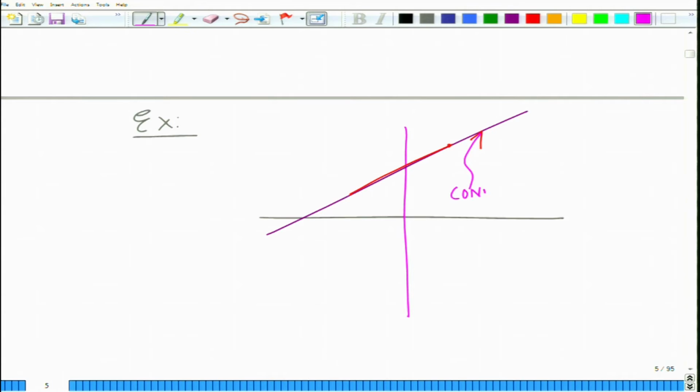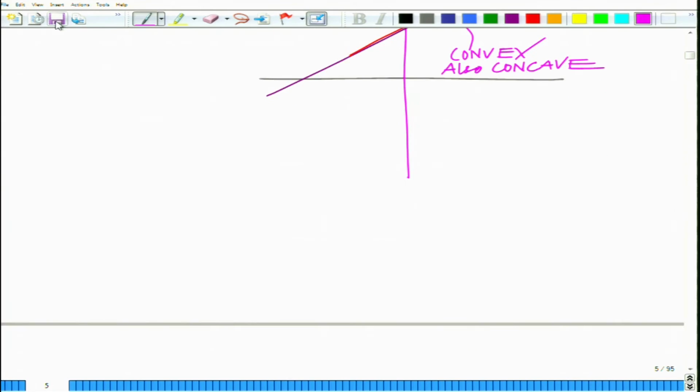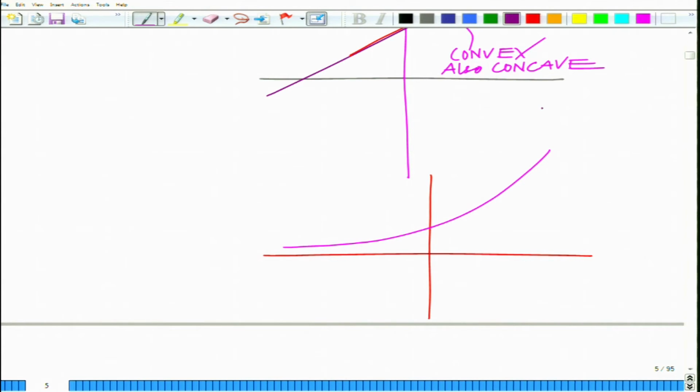So, this is convex, and this is also concave. So, any straight line is convex and also concave. Okay. A convex function, or what you can also say is a strictly convex function, curves upwards, and a very important class of such functions is the exponential function. If you look at this, this is e to the power of ax for a greater than 0, okay.